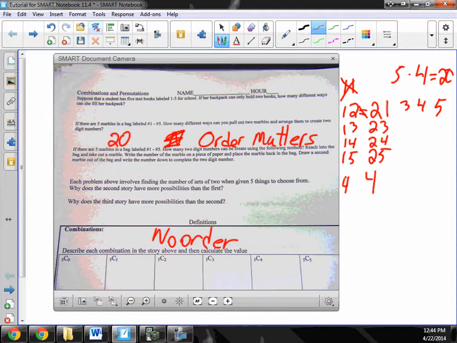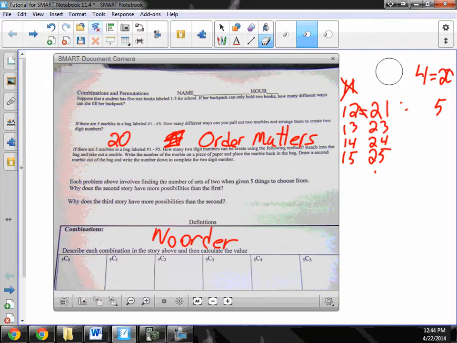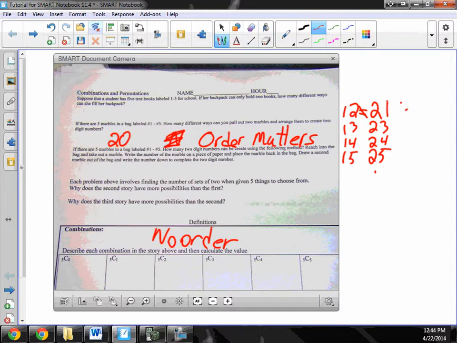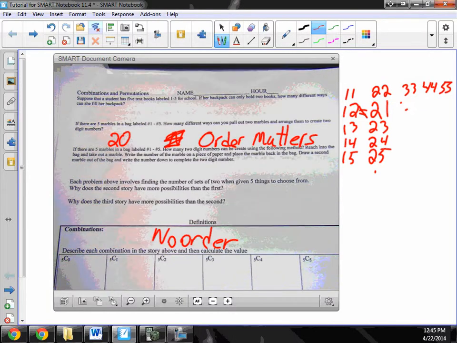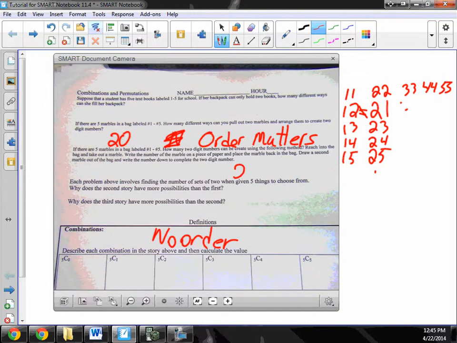Right now, so I'm going to use this same list, but 11, 22, 33, 44, and 55 all of a sudden exist. So how many ways are there to complete this? 25. So this is 25.